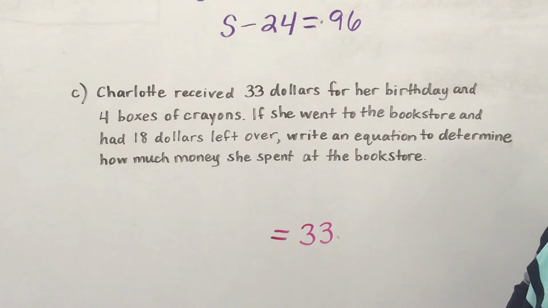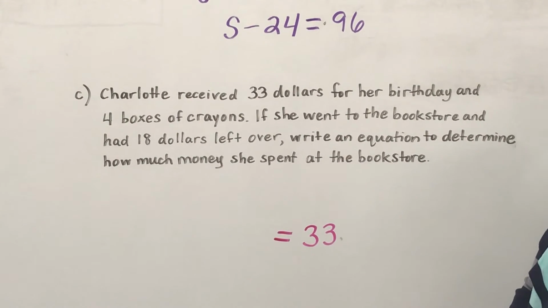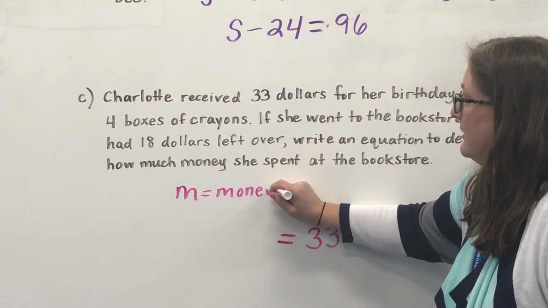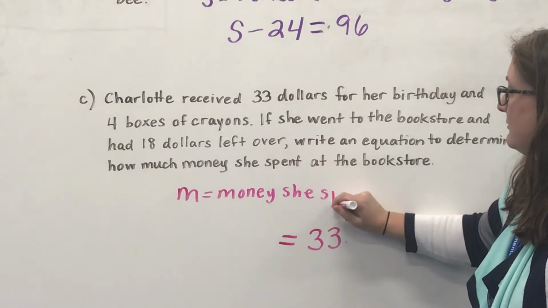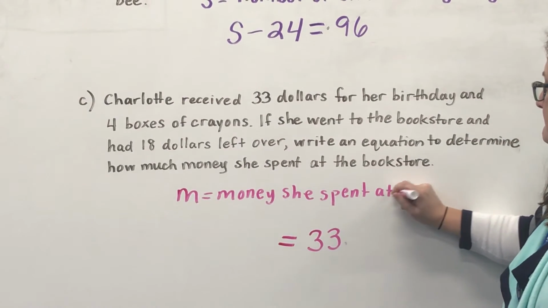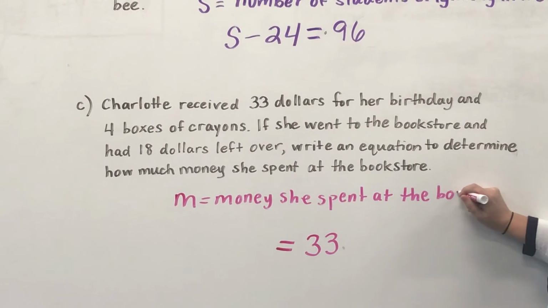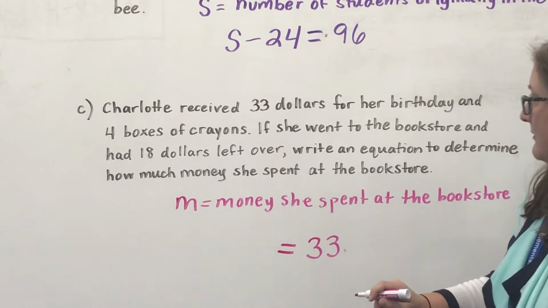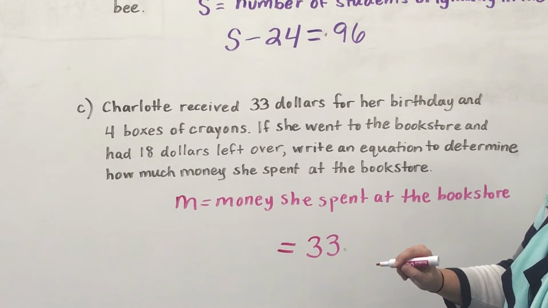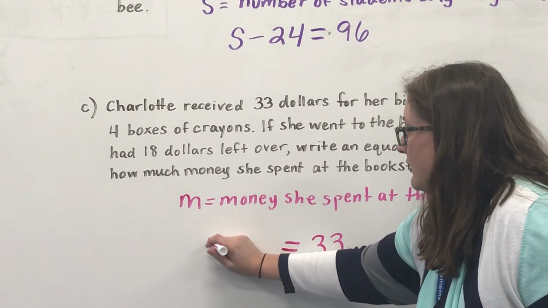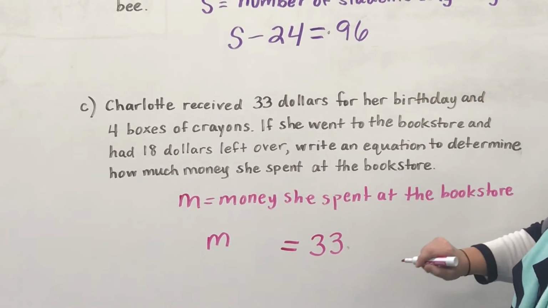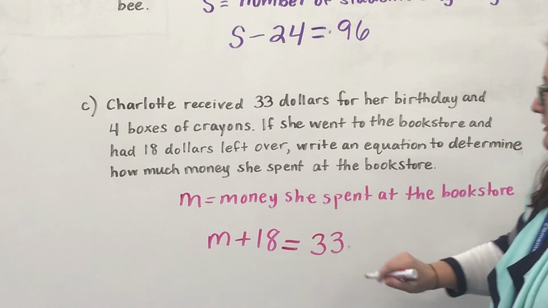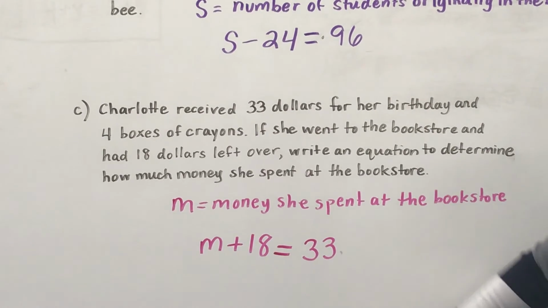So I'm going to start with that. What I don't know here is how much money she actually spent at the bookstore. So I'm going to pick M, and this will be money she spent at the bookstore. Okay, so we know that she had $18 left over. So this is money she spent, plus she has $18 left over, and that should equal up to her total of $33. So here's our equation.